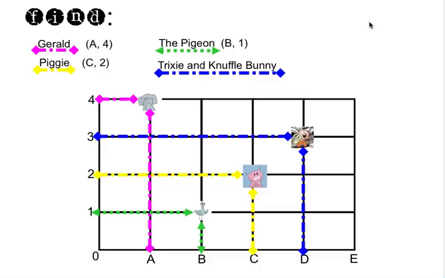Finally, let's find Trixie and Nufflebunny. Where are Trixie and Nufflebunny? Here they are over here. They have a blue line. So if we start at Trixie and Nufflebunny and we follow one finger down their line, they're on letter D. So up here it would be D. And what number are they on? Follow over here to the number 3. So they'd be D and 3. Their ordered pair is D3.